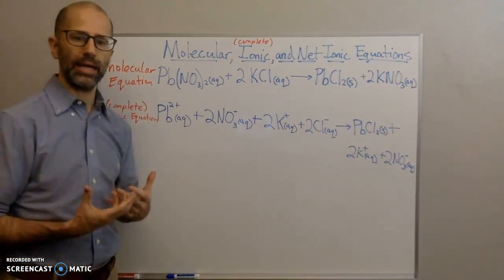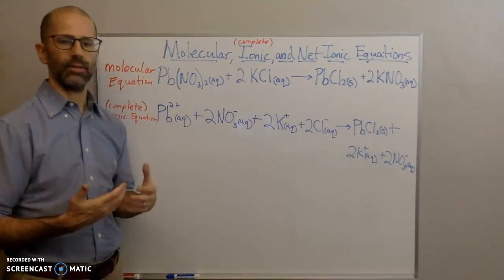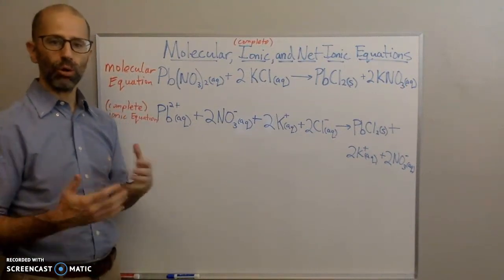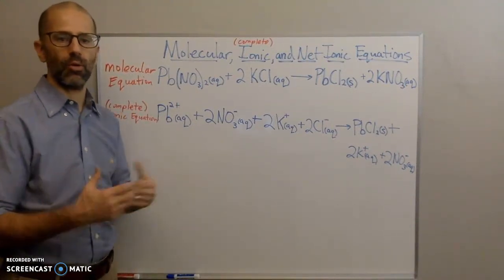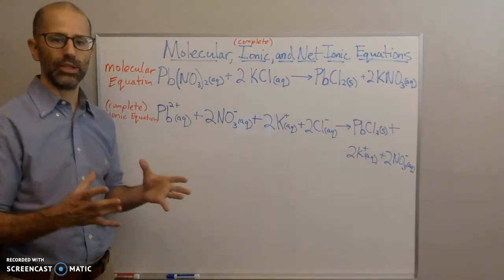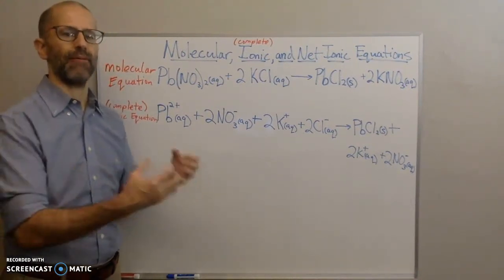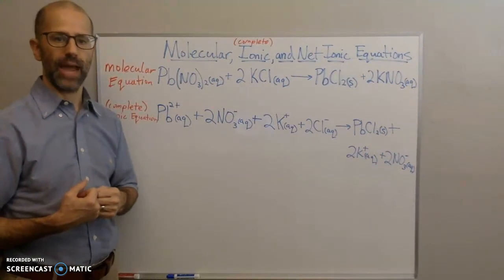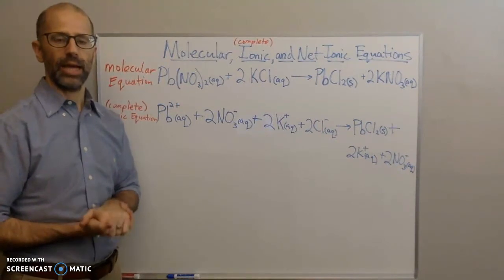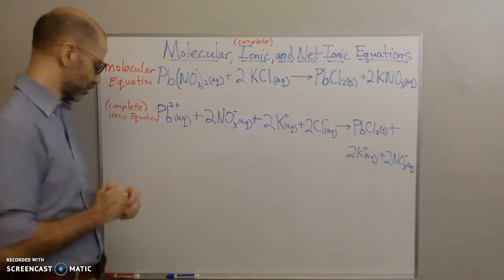So let's think about what net means, right? If you think about your paycheck, if you're working, you have your gross pay and you have your net pay. Your gross pay is your income before taxes are taken out. So without taxes being taken out, you have a gross income. But your net income is after you've taken out the taxes. So whatever's left over is your net pay. And it's the same thing with the net ionic equation.